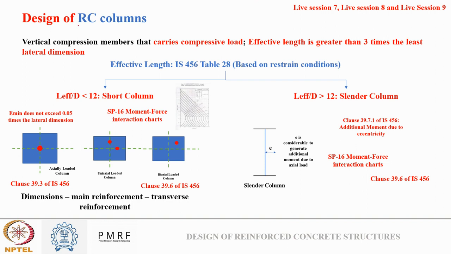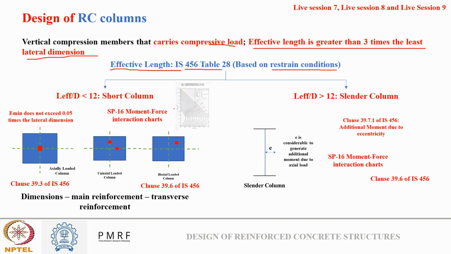Okay, now from beams and slabs we move to RC columns. Columns are generally vertical compression members that carry compressive load, and their effective length is greater than three times the least lateral dimension. Now when we talk about column design, the first point is to calculate the effective length. How do we calculate the effective length? Using Table 28 of IS 456, which takes into account the restraint conditions.